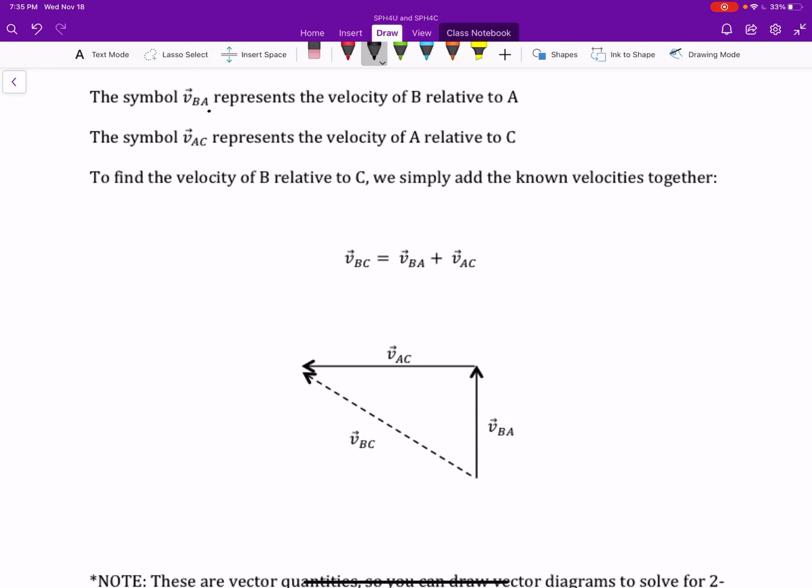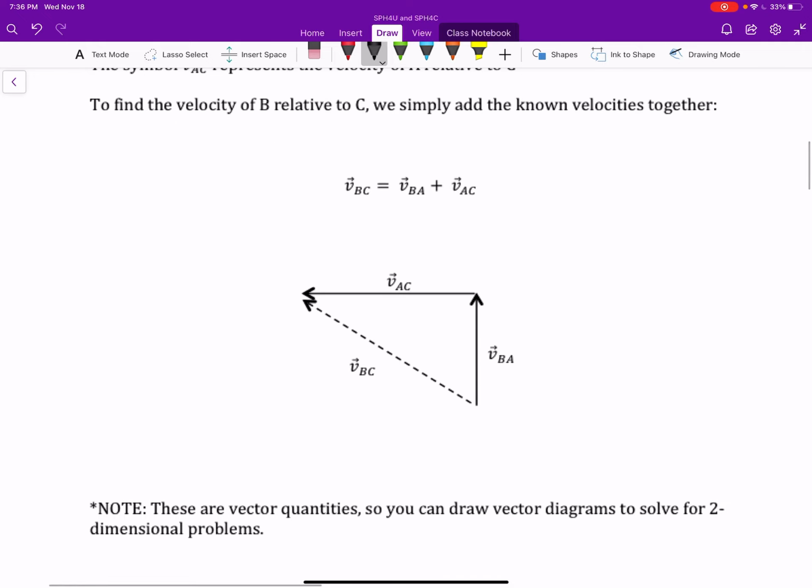So again, V subscript AC shows the velocity of A relative to C. These can be points, they could be objects, they could be anything. So we use the subscripts to indicate this, and they go in that order. The first subscript is the object whose motion we are describing, and the second subscript represents the reference point or the reference frame from which we are looking at the object's motion.